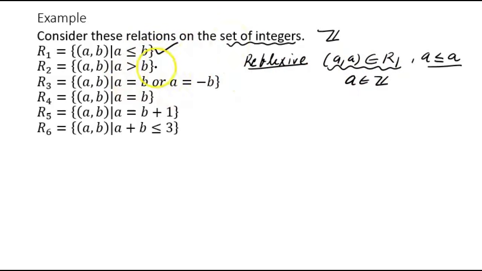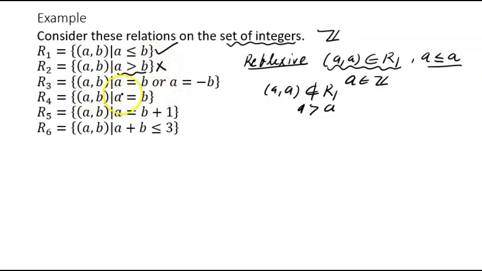What about R2? Here it contains elements A comma B where A is greater than B. So A comma A will not belong to R2, because no element A is greater than itself. If I write A is greater than A, this is not true for any element of Z. So this R2 is not reflexive.